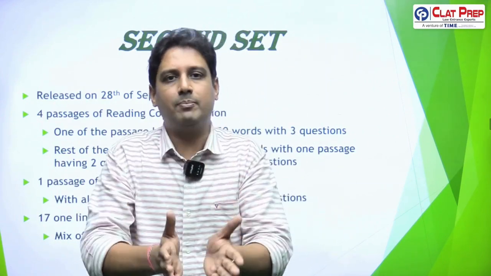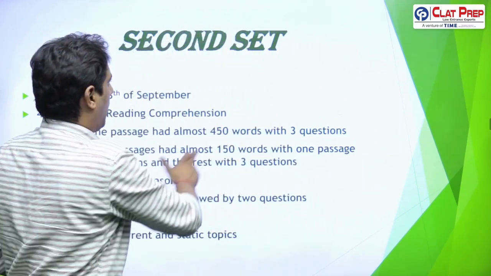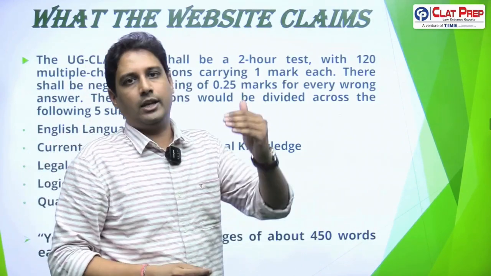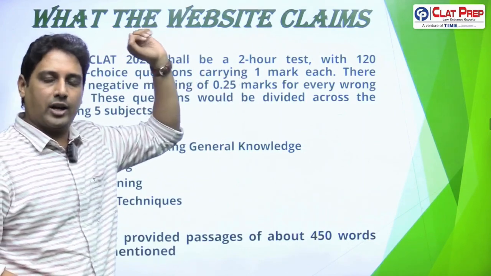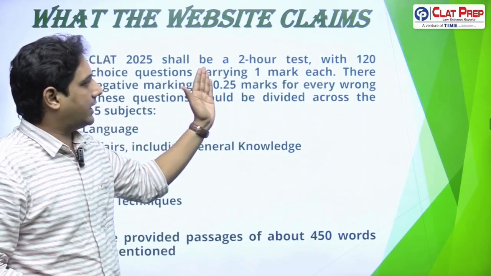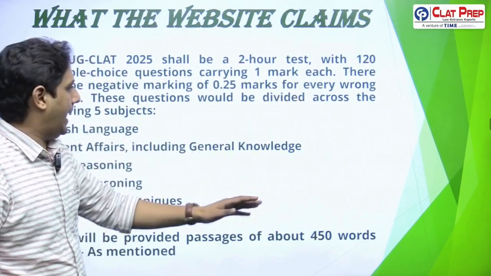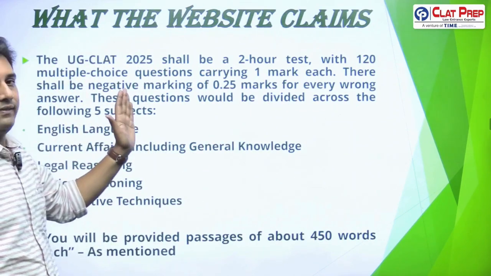don't be under the impression that there will be a change in the pattern, because what the website claims as of now is the same like the previous years. There will be 120 questions. It will be a 2-hour test. For every correct answer 1 mark, for every wrong answer you will have negative 0.25, and these questions will be divided across the following 5 subjects.